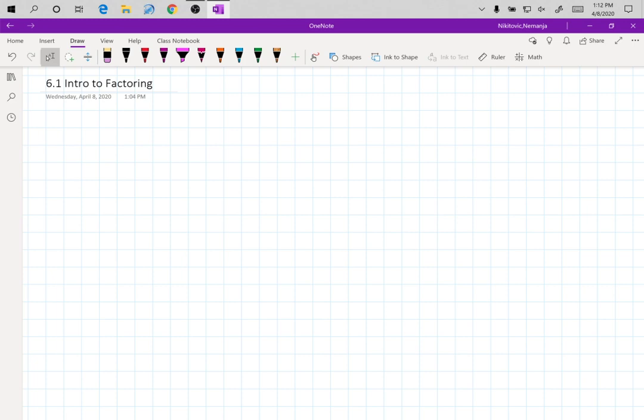Hello, Algebra. We are going to talk about basics of factoring today. It's a very short section, 6.1. We are in chapter 6. Once we are done with chapter 6, we are ready for exam 3.